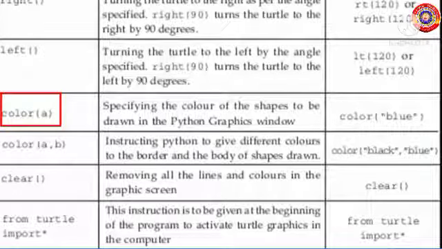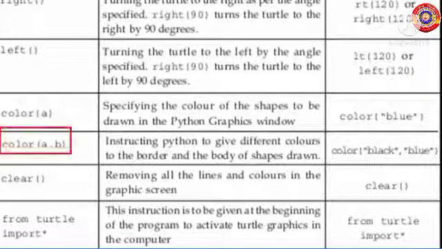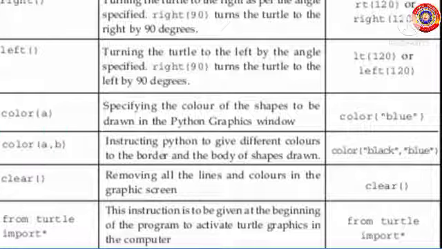Now color. It is used to specify the color of the shapes to be drawn in the Python graphics window. For example, color blue will give blue color to the shapes drawn. Okay. Now, if we want to give one color to the border and another color inside the body of the shapes, we can make use of color A, B. Here, we have to give two colors. Next instruction, clear. It is used to remove all the lines and colors in the graphic screen.